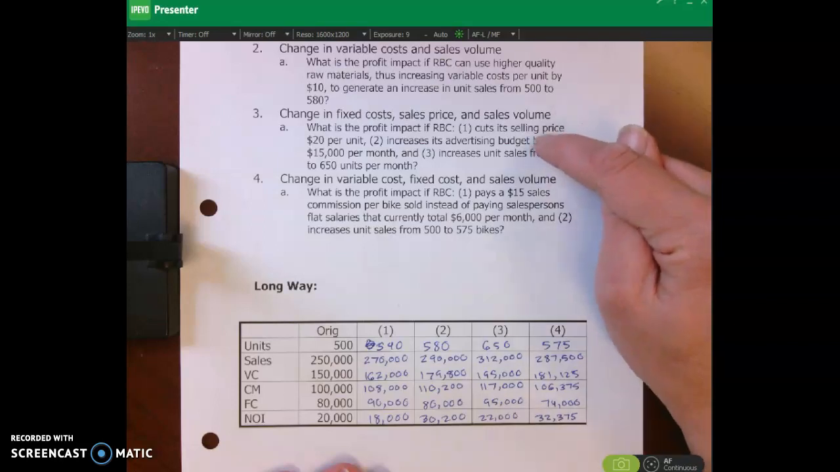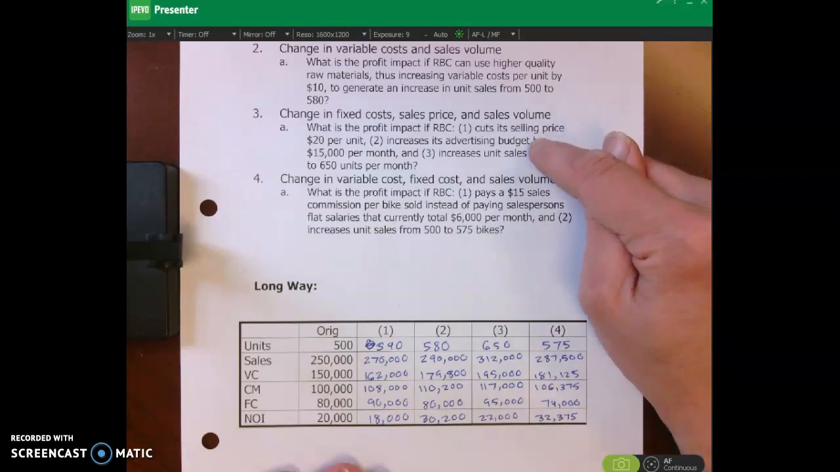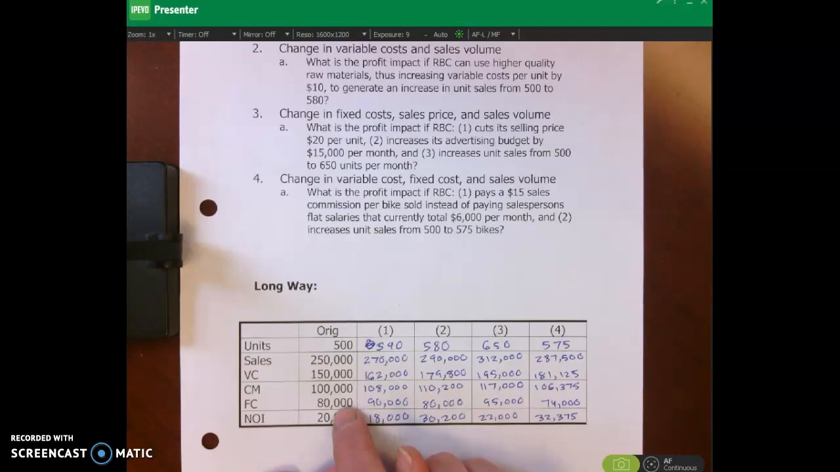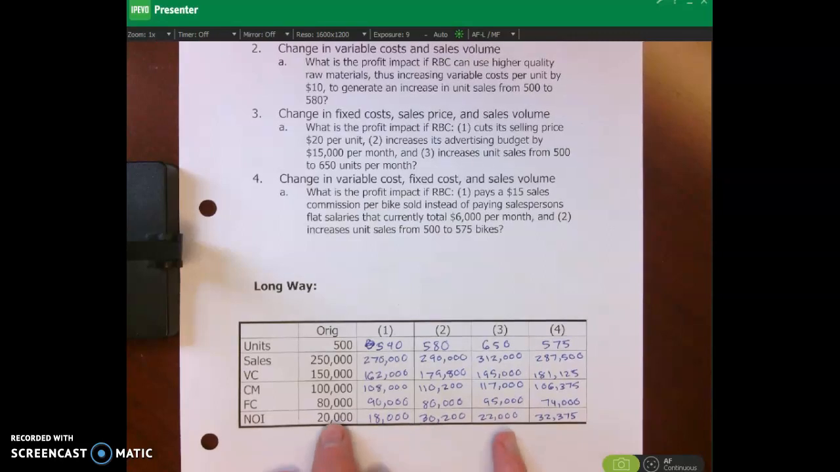We are told that our advertising increased by 15,000. So it was our fixed cost. Remember, advertising is another fixed cost. Fixed costs were 80. Now they're 95. 117 minus the 95 gives us the 22,000 right over here. Just looking at these two, the profit impact is an increase of 2,000. This is something we should think about.